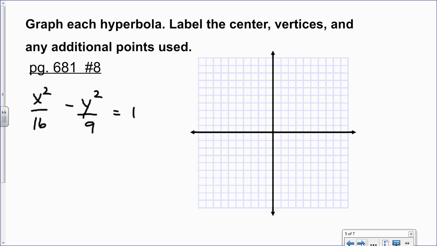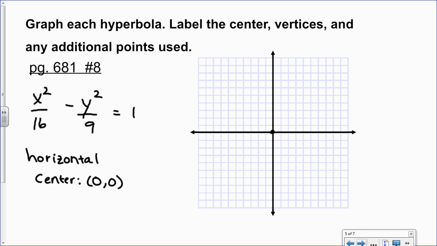All right, well, the first thing I want to do is identify if I'm looking at a horizontal or a vertical hyperbola. So it's whatever term is positive. So in this case, which one's positive, the x or the y? The x. So this is a horizontal hyperbola with a center at 0, 0. Because I don't have an H or a K, so I don't have parentheses with the X and the Y, so I know my center is just 0, 0.